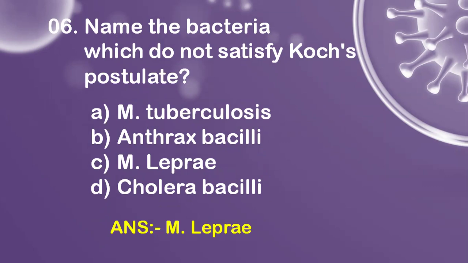So what are Koch's postulates? Koch's postulates are association, isolation, inoculation, re-isolation. If any organism follows Koch's postulates, then only it is considered a pathogenic organism. If it doesn't follow them, then it is considered non-pathogenic. Almost all bacteria follow Koch's postulates except Mycobacterium leprae, Treponema pallidum and Neisseria gonorrhoeae. These three organisms do not follow Koch's postulates, but still they are considered pathogenic organisms.